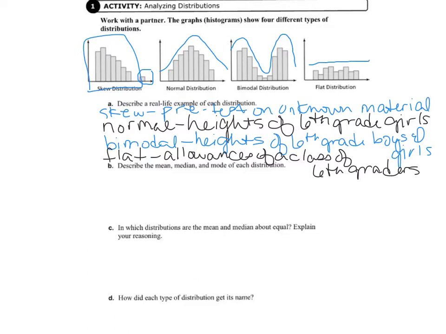And then its median is also going to be there because the center of that graph is also toward the left. So remember that your mean and median are both middle numbers, so they're going to be where the middle of your data is. So for skew, we're going to write that the mean and median are toward the left.